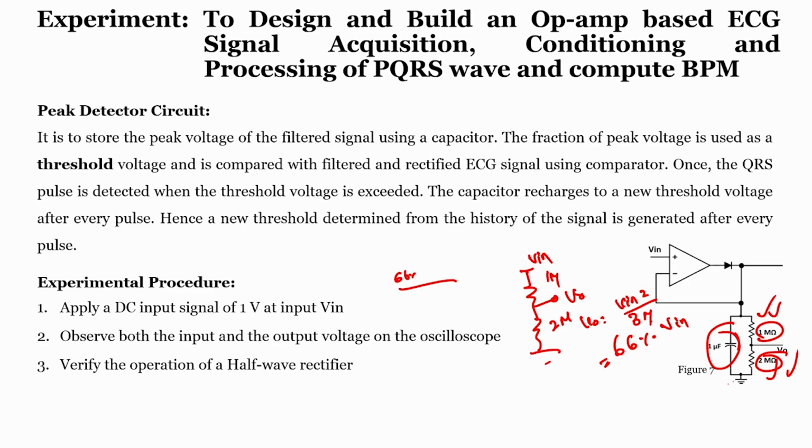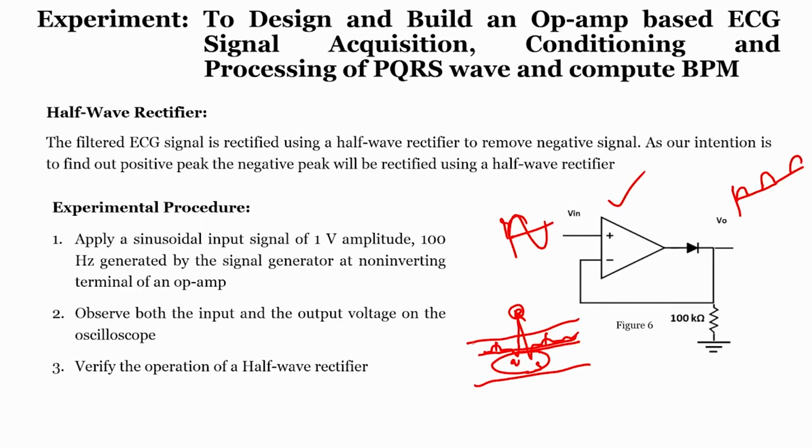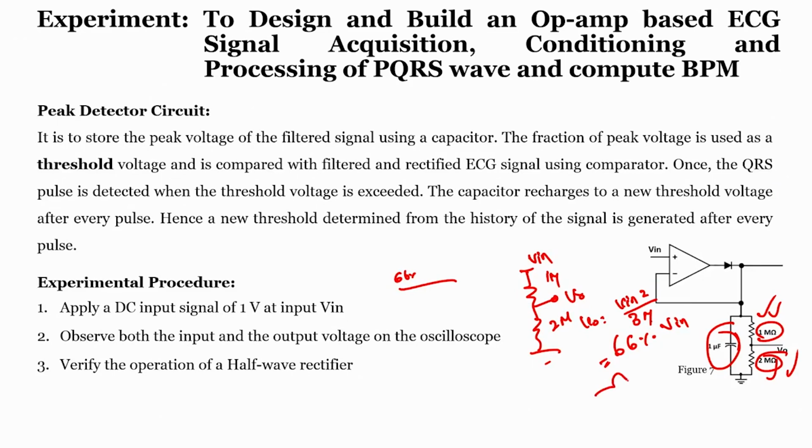Then whatever we get is nothing but the signal which is greater than this threshold. This threshold is 66.6%. So, you will get a signal like this. In the simulation we will pass a sinusoidal signal and look at this point, without this particular part, to see whether the capacitor is charging to the peak value or not.